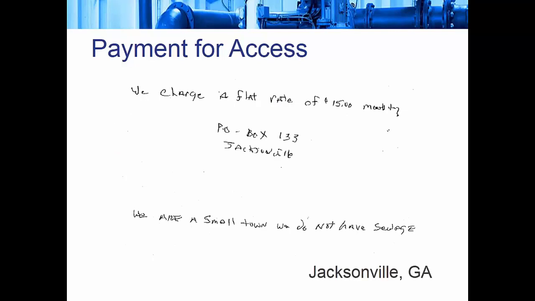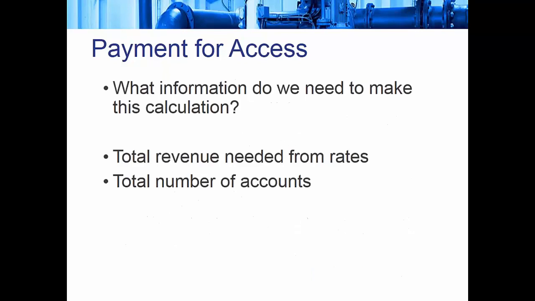And this is an example of a community that has this type of rate structure, Jacksonville, Georgia. We do a statewide rate survey in some states, and they faxed us back a note just saying we charge a flat rate of $15 monthly. We're a small town. We do not have sewage. This is their rate structure, and at $15 a month, it covers, per customer, the full cost of providing water service. So this is an example of payment for access.